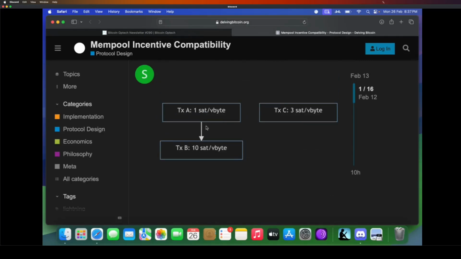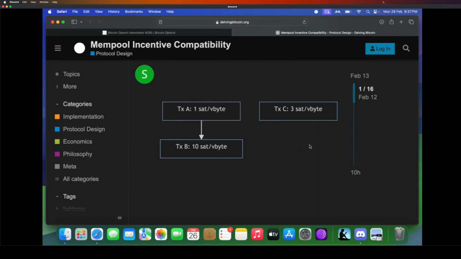All right. If you want to include only one transaction, then taking C is beneficial. If you want to include 2 transactions, then taking A and B is beneficial. If you want to include all 3 transactions, then it doesn't matter whether you take A, B, and C, or whether you take C, A, and B. It's all one and the same.